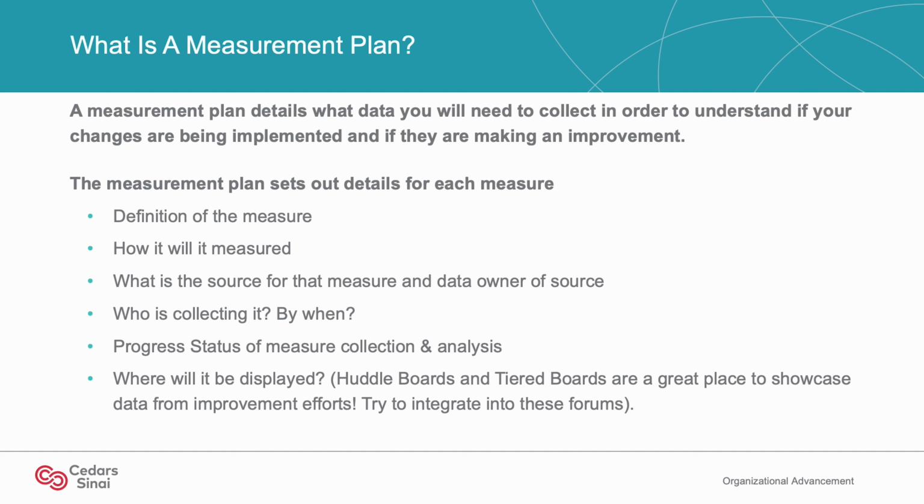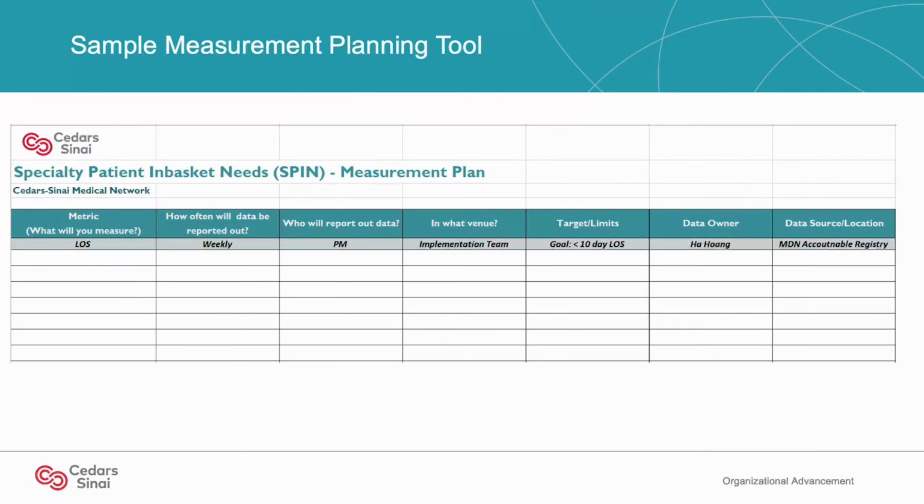When putting together a measurement plan, you want to ensure that the following details are included for each measure: the definition of the measure, how it will be measured, what is the source for that measure and data owner, who is collecting it and by when, progress status of measure collection and analysis, and where it will be displayed. For example, huddle boards and tiered boards are a great place to showcase data from improvement efforts. Here is a measurement plan template that you and your team can use to keep your metrics visible and organized. This can be found in your workbook and toolkit.